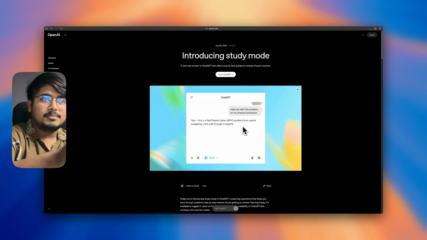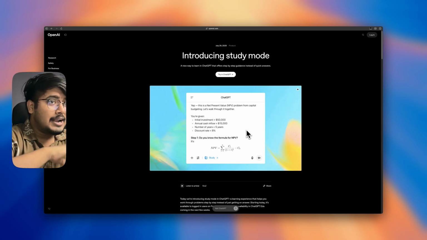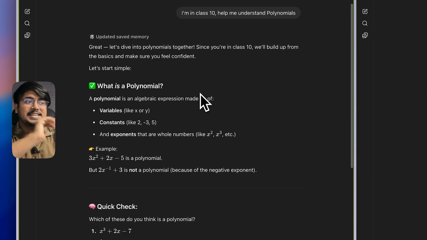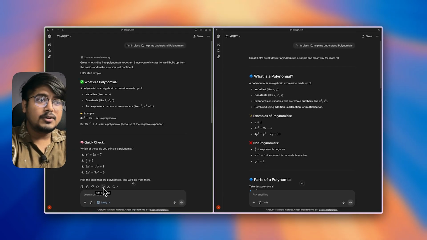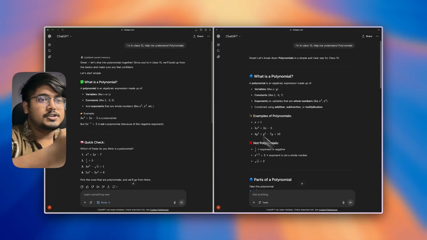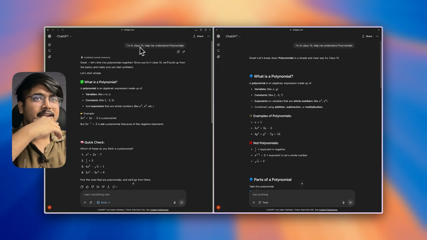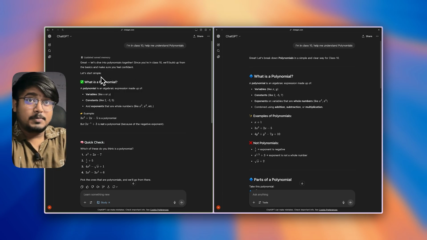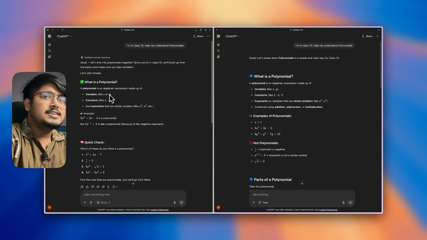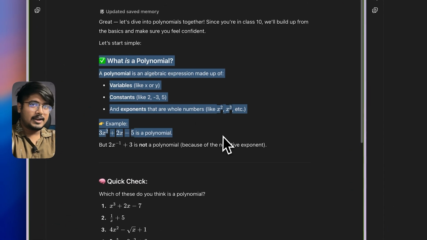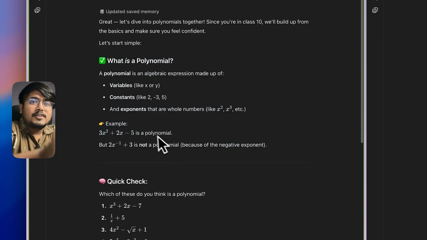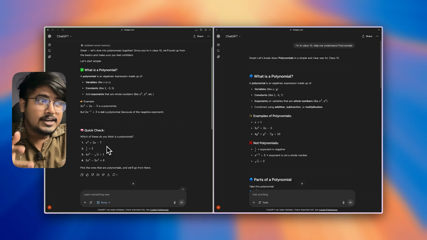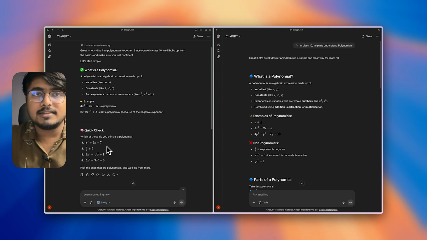Now here you can see something like this happening in this video, but let me show you directly what I have done before. This is the question I asked ChatGPT in study mode, and there's nothing I have used, right? So in study mode, I asked, I am in class 10, help me understand polynomials. Now what ChatGPT does here is first it helps understand one concept, that is what is a polynomial, then gives me an example. Along with it, it also checked if I understood the concept or not, by asking me this quiz.